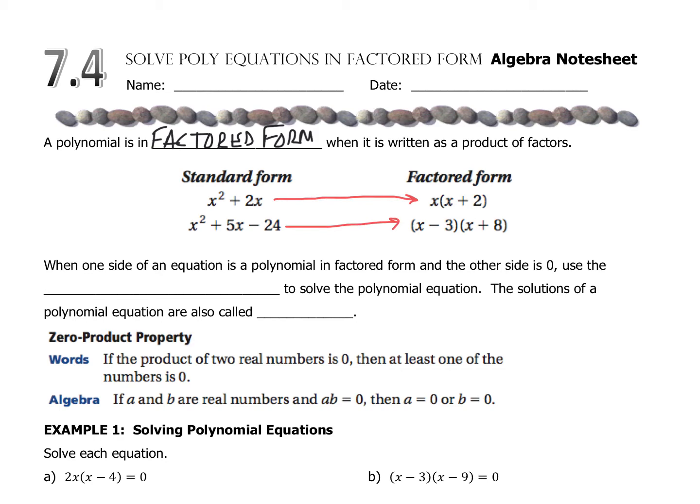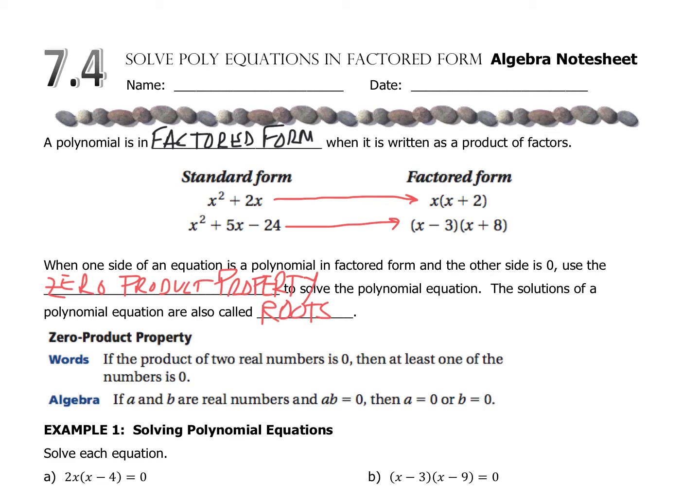When one side of an equation is a polynomial in factored form and the other side is 0, we use the zero product property to solve the polynomial equation. The solutions of a polynomial equation are also called the roots. We'll hear other words that we use for these same roots in a future lesson.